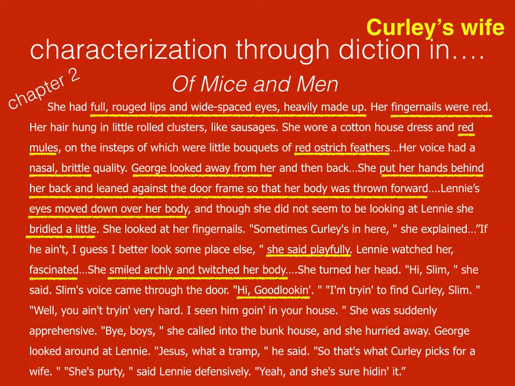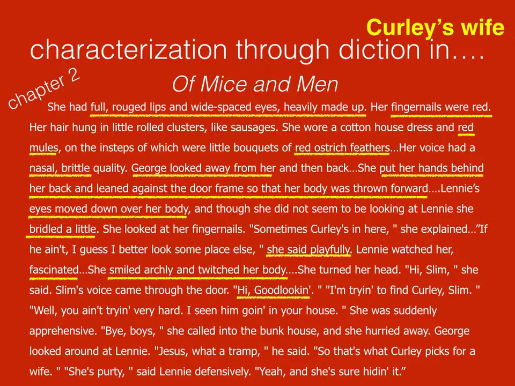Then we come to a conversation between Curly's wife and Slim, and the conversation is quite telling about her character and the relationship between the two of them. She says, "Hi, Slim," and he responds, "Hi, good lookin'." Now, this should have stood out to you because the rest of these guys are afraid to even look at her. And here's Slim saying, "Hi, good lookin'."